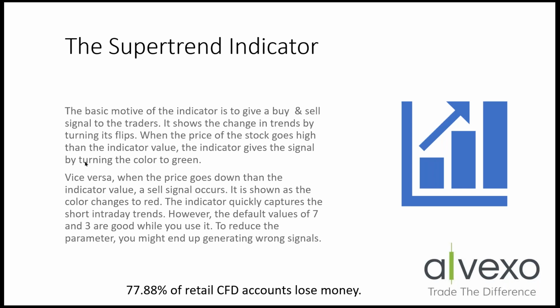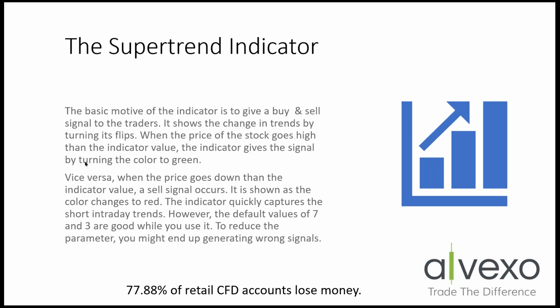So the basic motive of the SuperTrend indicator is to give buy and sell signals to traders. It shows the change in trends by flipping. When the price of an asset goes higher than the indicator value, the indicator gives a signal by turning the color green. Vice versa, when the price goes lower than the indicator value, the signal turns red. It is shown as the color change. So the SuperTrend indicator is very easy to read. And I'll show it to you in a second.